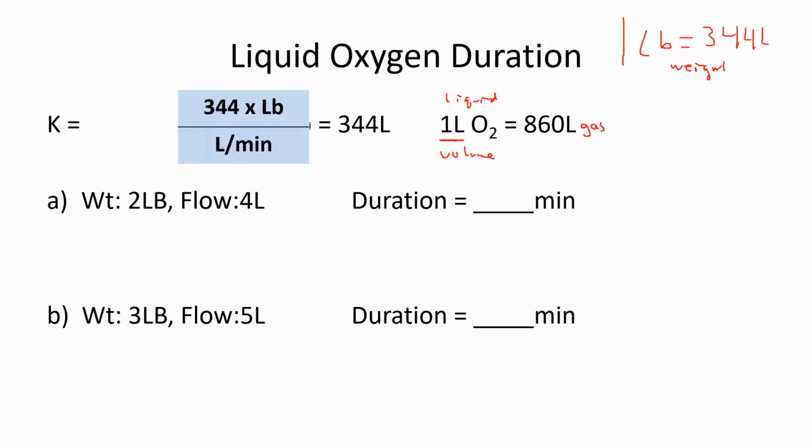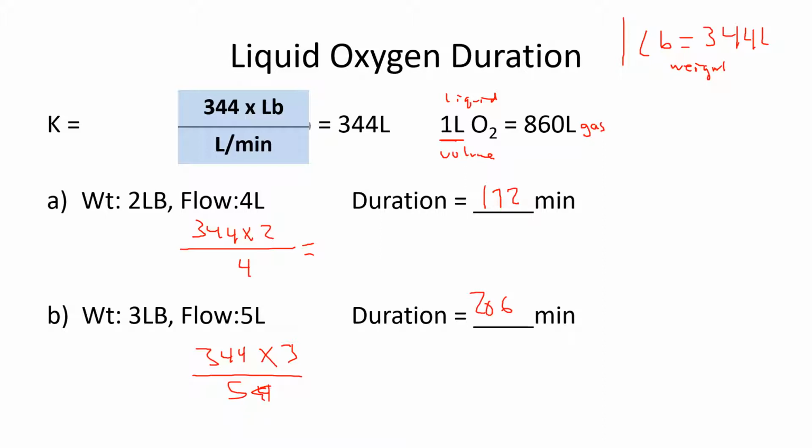Plug and chug. So for 2 pounds, take our conversion factor times 2 pounds, and then you just divide it by the flow, which is 4. How many minutes would that last? About 172. For B, we'll do the same. We'll take our conversion factor, 344 times the weight, 3 pounds, divided by the flow, 5. 206. So not too bad. So this was by weight, where we used 344.